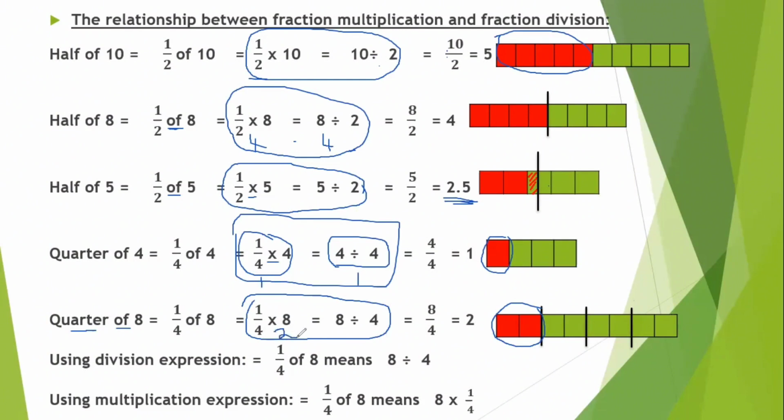Or by another way, the quarter is half of half. So what is the half of 8? 4. What is the half of 4 again? It's 2. So 2 is the quarter of 8. You can get the half of 8, then half of that again.